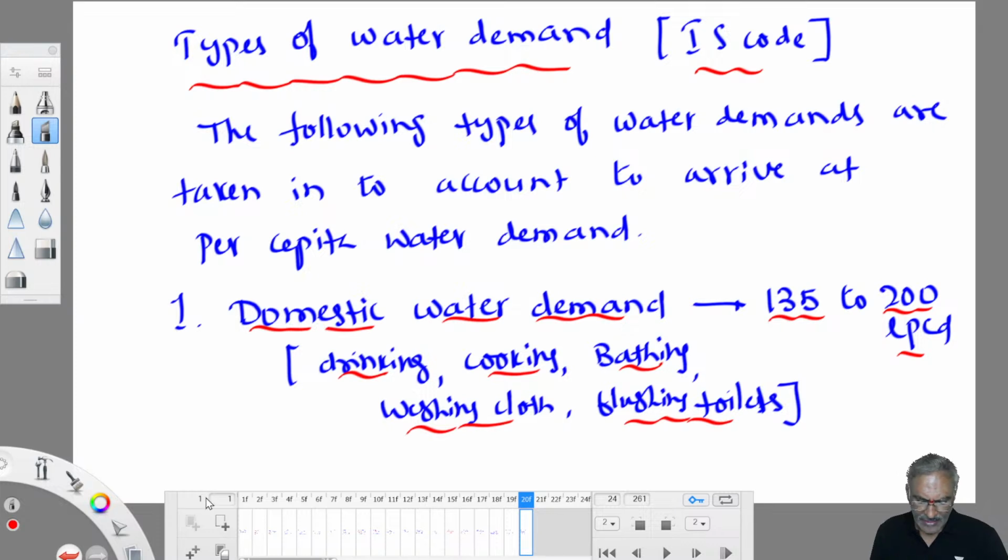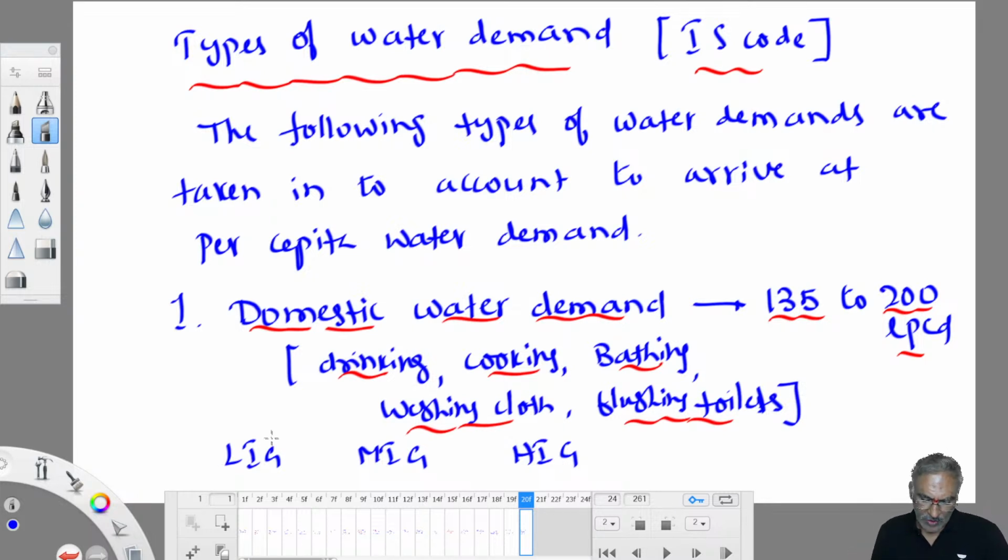all put together. Normally, the population living in a community, we divide into three categories: LIC category, MIC category, HIC category. LIC means low income group category, MIC means medium income group category, and HIC means high income group category. So people living above the poverty line are rich people. People living close to the poverty line are middle class people. Below the poverty line, they are called low income grade people.